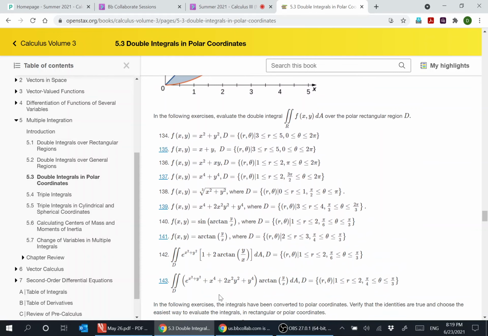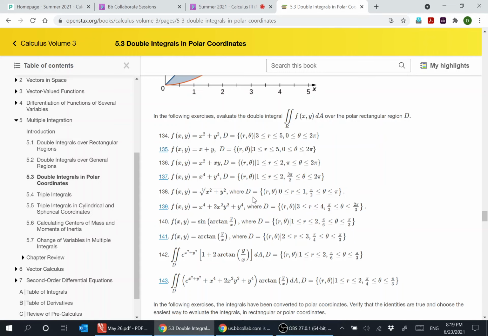All right, so for the following exercises, evaluate the double integral of f of x over r dA over the polar rectangular region D. So there are various typos in this book. That should be a D down here. It says double integral over r. They mean r for polar rectangle. So either this needs to be a D or that needs to be an r. Apparently they mean D, whatever.